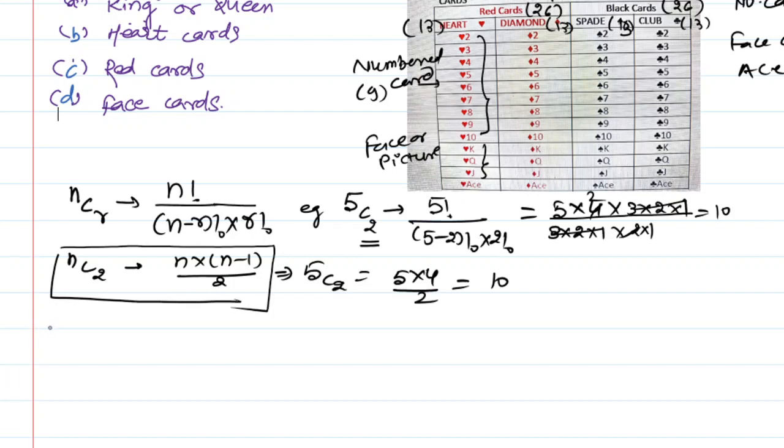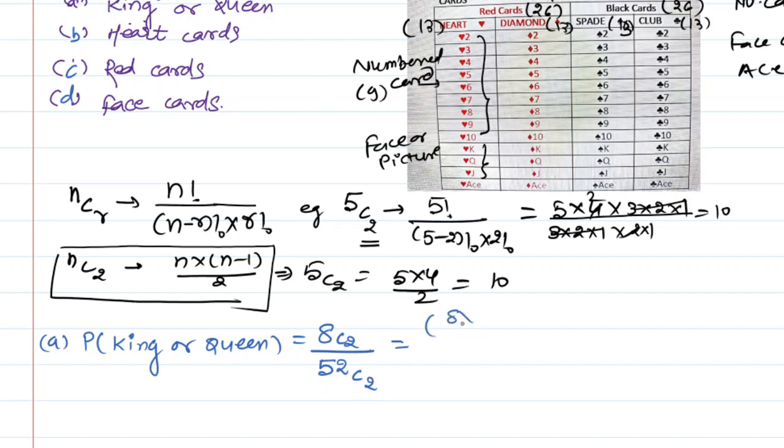Fine. So the first question will be the probability of getting king or queen. Total number of king and queen cards is 8. So it is 8C2 upon the total number of cards in a pack, which is 52, out of which I am drawing 2 cards. So it is 8C2 upon 52C2. Now if you want to solve, it becomes 8 into 7 upon 2, upon 52 into 51 upon 2.